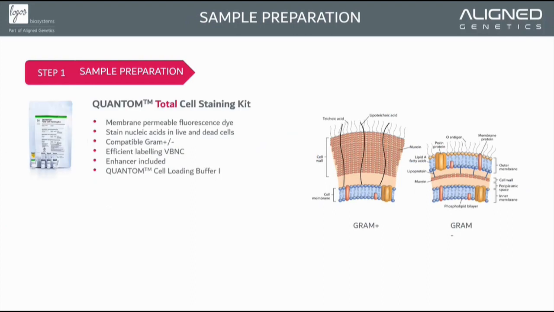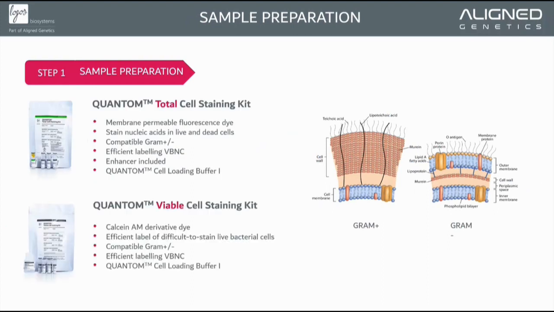The first step is the sample preparation. Bacteria can be gram-positive or gram-negative, and gram-positive have a thicker layer of peptidoglycan responsible for retaining the gram stain. It means you need to use dyes which can penetrate the wall, whatever the composition or thickness. Therefore, we developed a total of 2 kits.